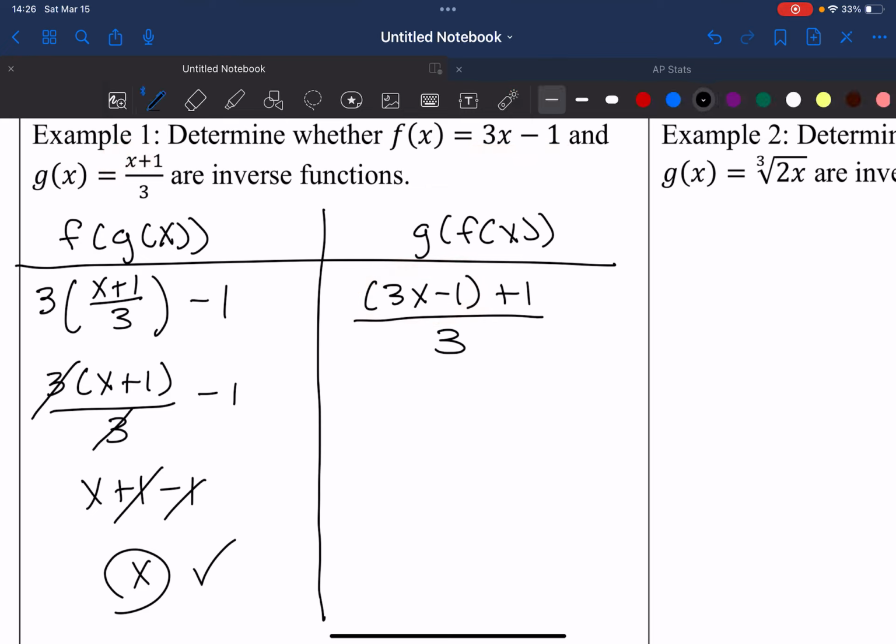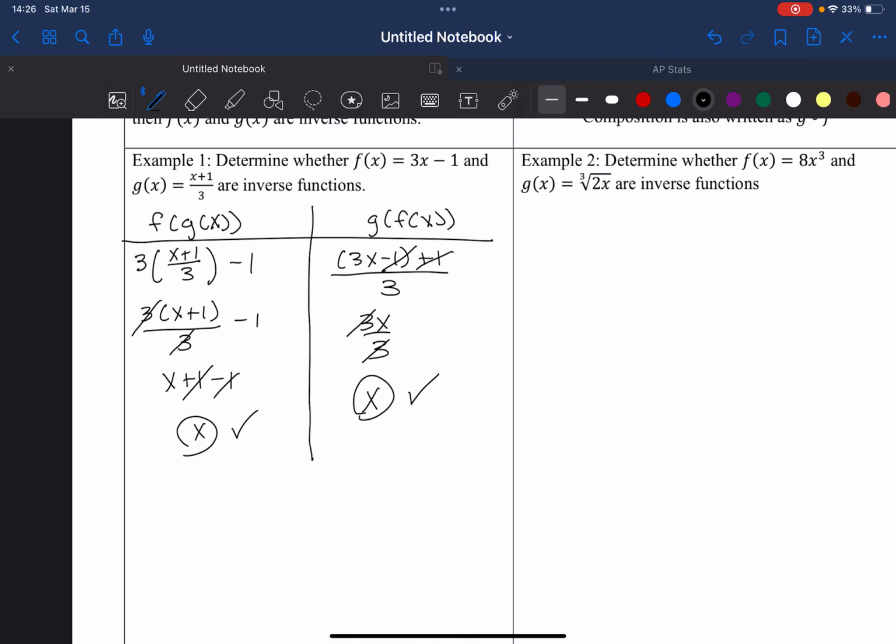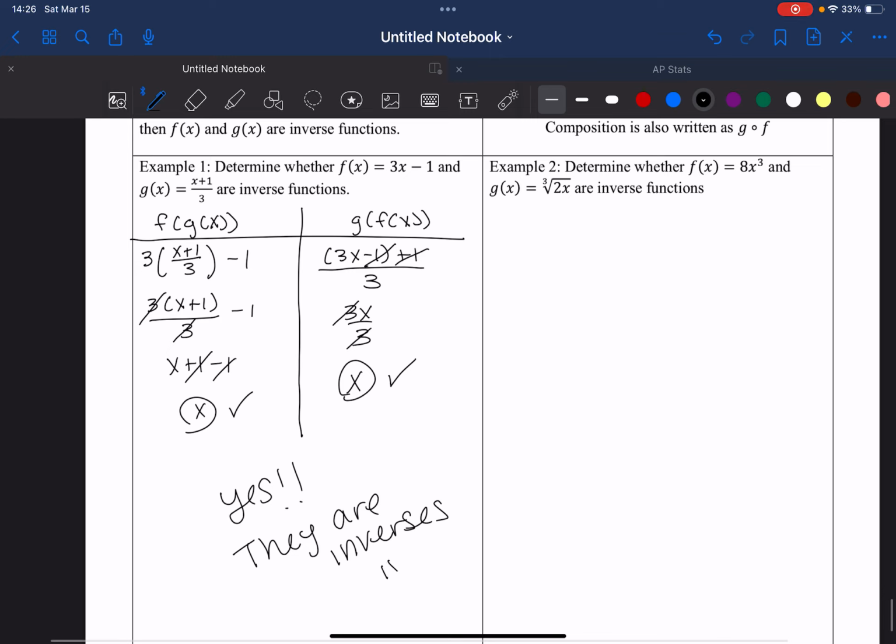Now I just simplify. Well, 3x minus 1 plus 1, the 1's cancel out, so I'm left with 3x over 3. The 3's cancel out, and I'm left with x. Since I have x on both of them, then I say yes, they are inverses. Happy face, we did it, good, everything works out.